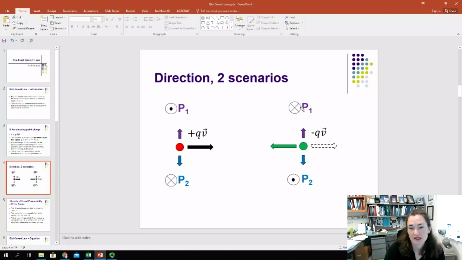Now, for the qv where point P2 is, r hat is pointing down, then my thumb points out of the screen, symbolized by the dot with the circle around it coming out of the screen at P2. So make sure you can recreate that for yourself. This is a little review of the right-hand rule.